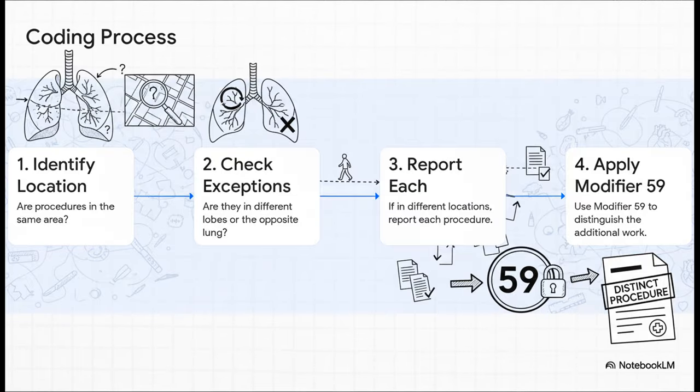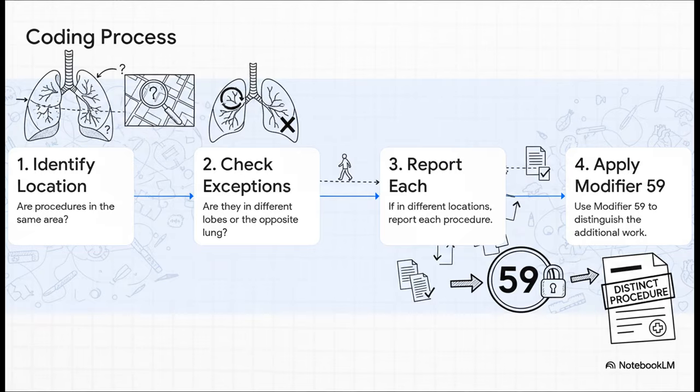This is your mental checklist. First, you read that report and you find the locations. Are they in different lobes of the same lung, or maybe the opposite lung entirely? If the answer is yes, then bingo. You can report each procedure. But, and this is so important, you have to add modifier 59 to the second procedure. That's your signal to the insurance company that says, hey, this isn't a mistake, these were two separate procedures in two separate places.